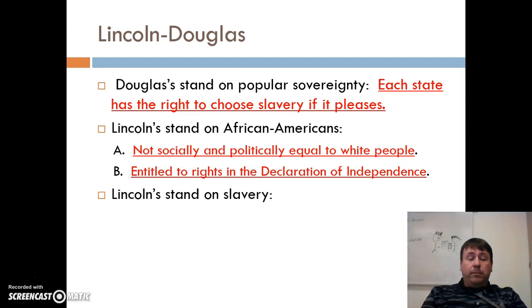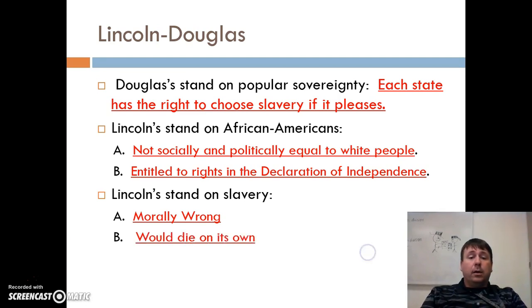His view on slavery. He felt that slavery was morally wrong. Okay, it went against a person's soul. Slavery did. That's what he felt. He also felt that it would die out on its own.